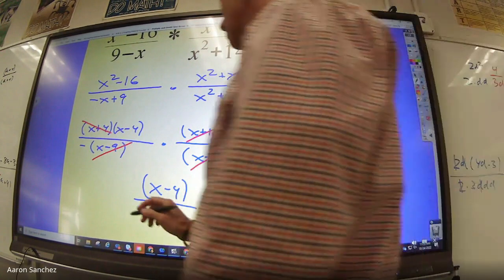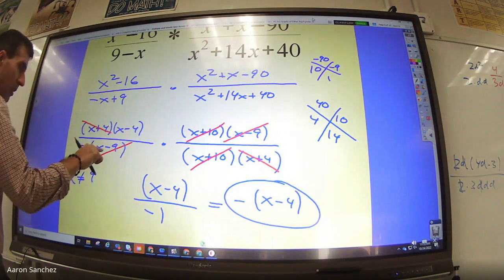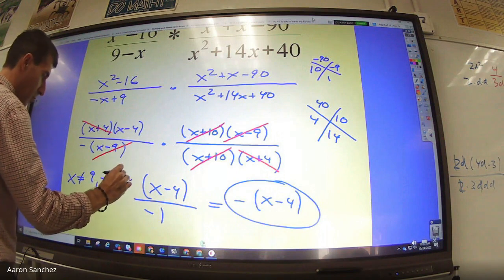Excluded values. Yes, good point. What are my excluded values? What can x not be? Positive 9, negative 10, negative 4.